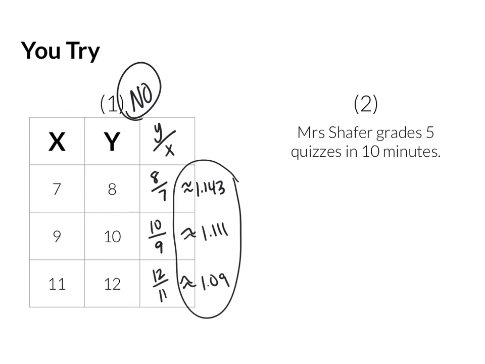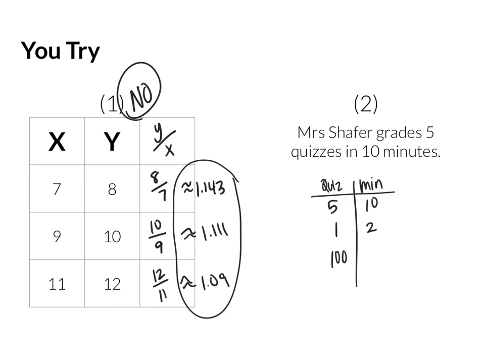For number 2, Ms. Schaefer grades 5 quizzes in 10 minutes. Is there a proportional relationship there? Well, is there a way that I could multiply by 1 number to get to the other, and is it always going to work? So I like to make a table whenever I'm not quite sure. So we'll do the number of quizzes and then the number of minutes that it takes. So if it takes me 5 quizzes in 10 minutes, then every 1 quiz takes me 2 minutes.